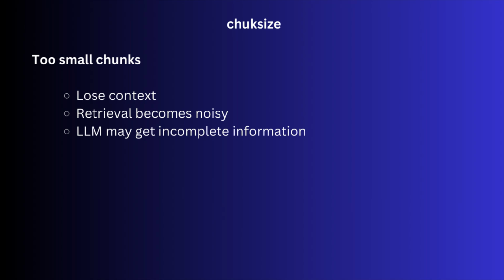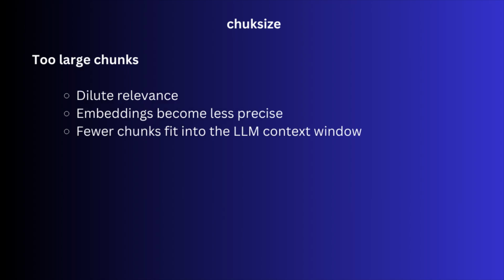When chunking the data, we also need to consider chunk size. If it is too small, it loses context, retrieval becomes noisy, and the LLM may get incomplete information. For large chunks, it may dilute relevance, embeddings become less precise, and fewer chunks fit into the LLM context window.